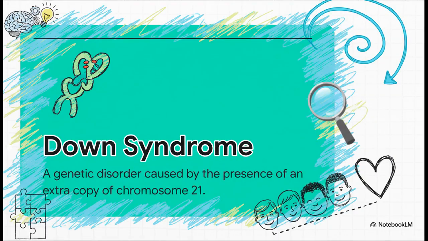Now let's talk about Down syndrome. This is a classic exam topic, so listen up. It's a genetic condition, and the cause is incredibly specific. It's the presence of a full or partial extra copy of chromosome 21. That's a detail you'll want to remember.